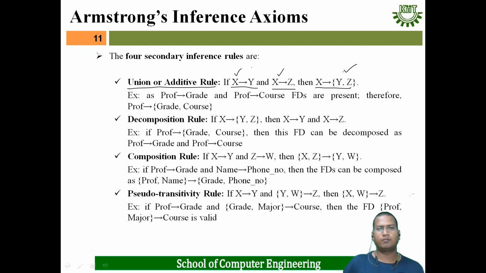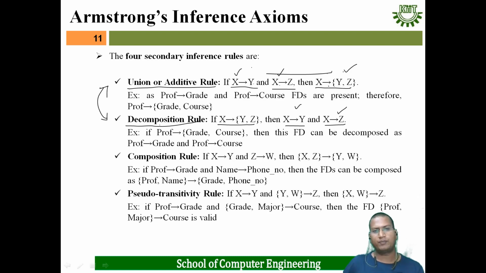Then the decomposition rule. What is the decomposition rule? If X is determining YZ, then we can say X is determining Y and X is determining Z. That means the decomposition rule is the opposite of the union or additive rule. Here we are adding, that means X determining Y and X determining Z gives X determining YZ. But in this case, X determining YZ is given, then we can divide it into X determining Y and X determining Z. These two are opposite to each other.